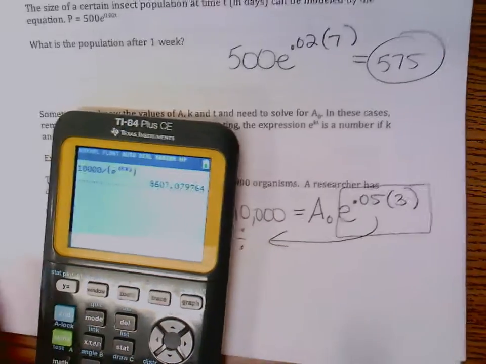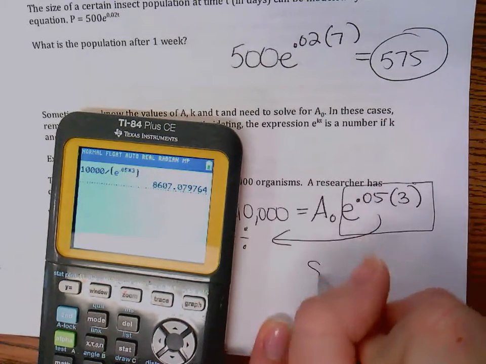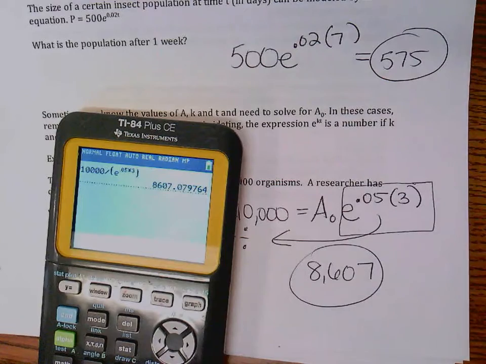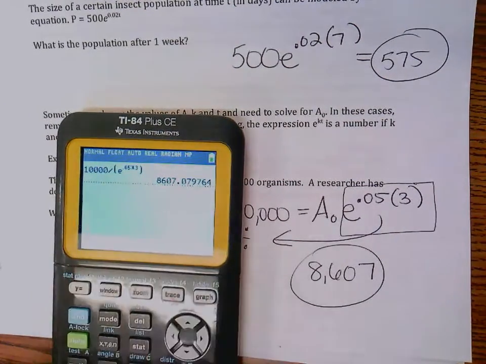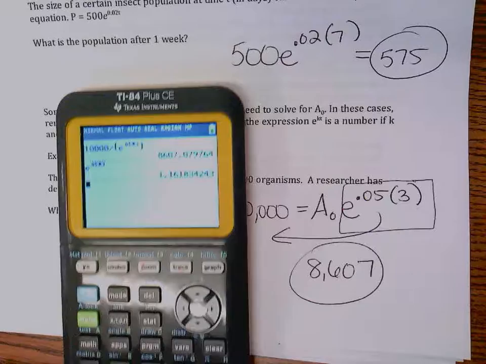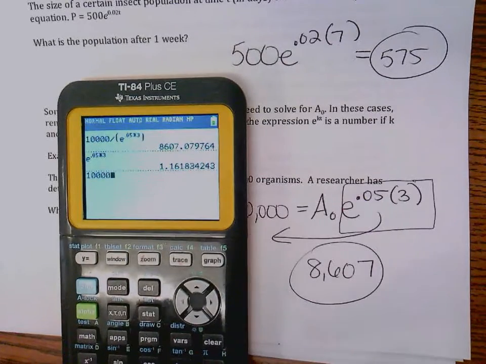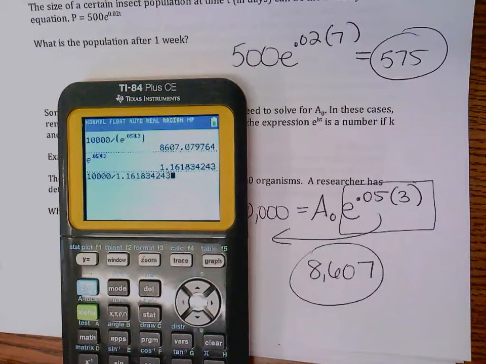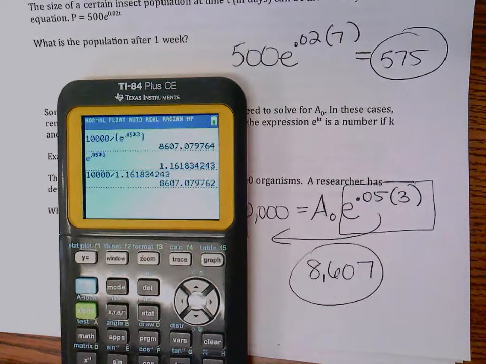So did you get 8,607 about? And I did it with parentheses. If you want to take e to the 0.05 times 3 first, get an answer, you all know that you can type 10,000 and then go arrow up and select that exact amount to do the division that way on these calculators, right? If you want to grab that number.